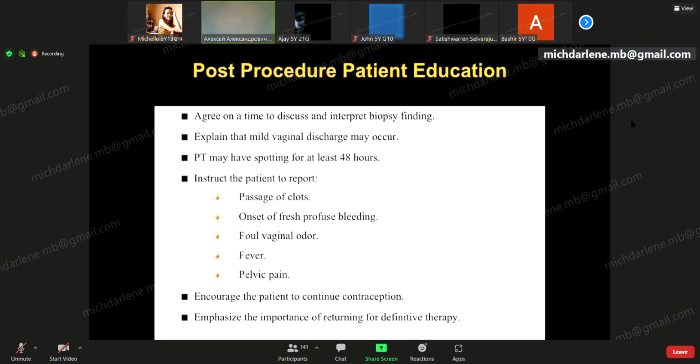Post-procedure patient education. Agree on a time to discuss and interpret the biopsy findings. Explain that mild vaginal discharge may occur. The patient may have spotting for at least 48 hours. Instruct the patient to report passage of clots, onset of fresh profuse bleeding, foul vaginal odor, fever, or pelvic pain. Encourage the patient to continue contraception. Emphasize the importance of returning for definitive therapy.